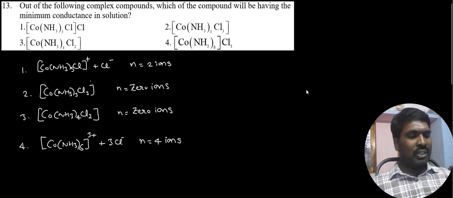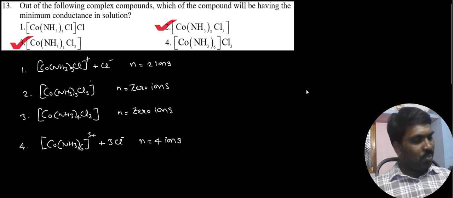Now coming to fourth one, how it is ionized? [Co(NH3)6]3+ plus 3 Cl minus, 4 ions. So compound 2 and compound 3 both have 0 ions. Then both have minimum conductance in solution. So here option 2 is right and option 3 is also right. Both options are right. Now moving to next question.